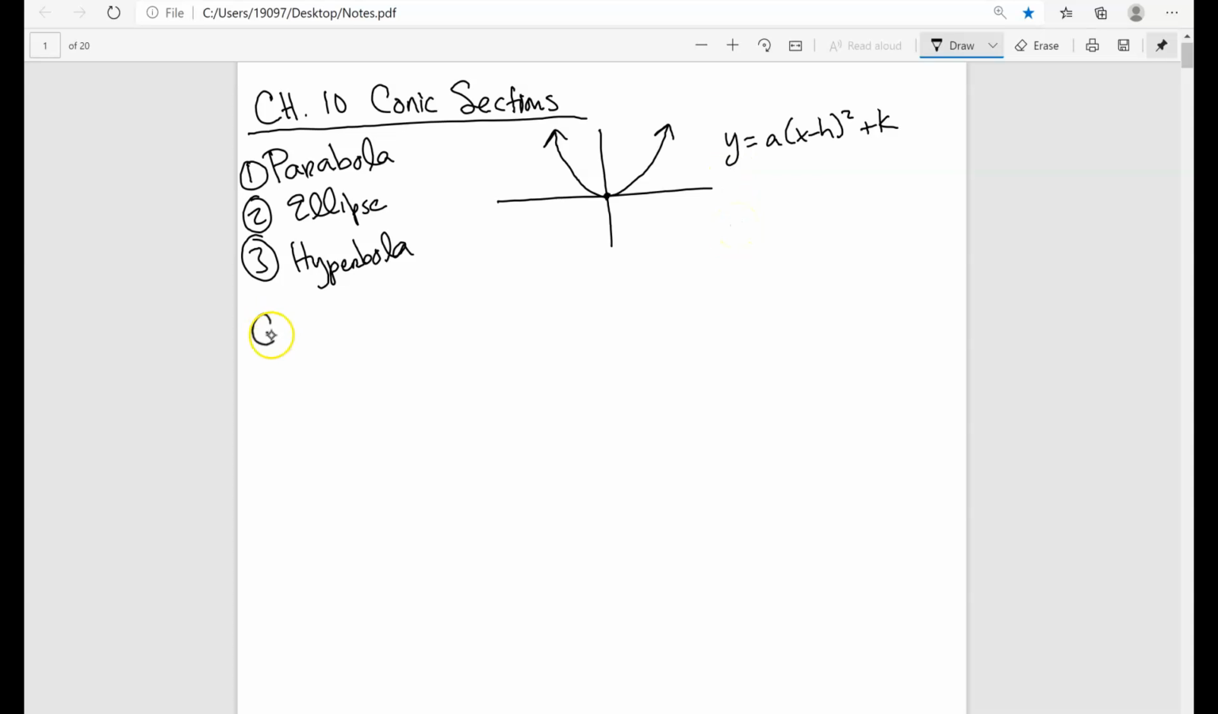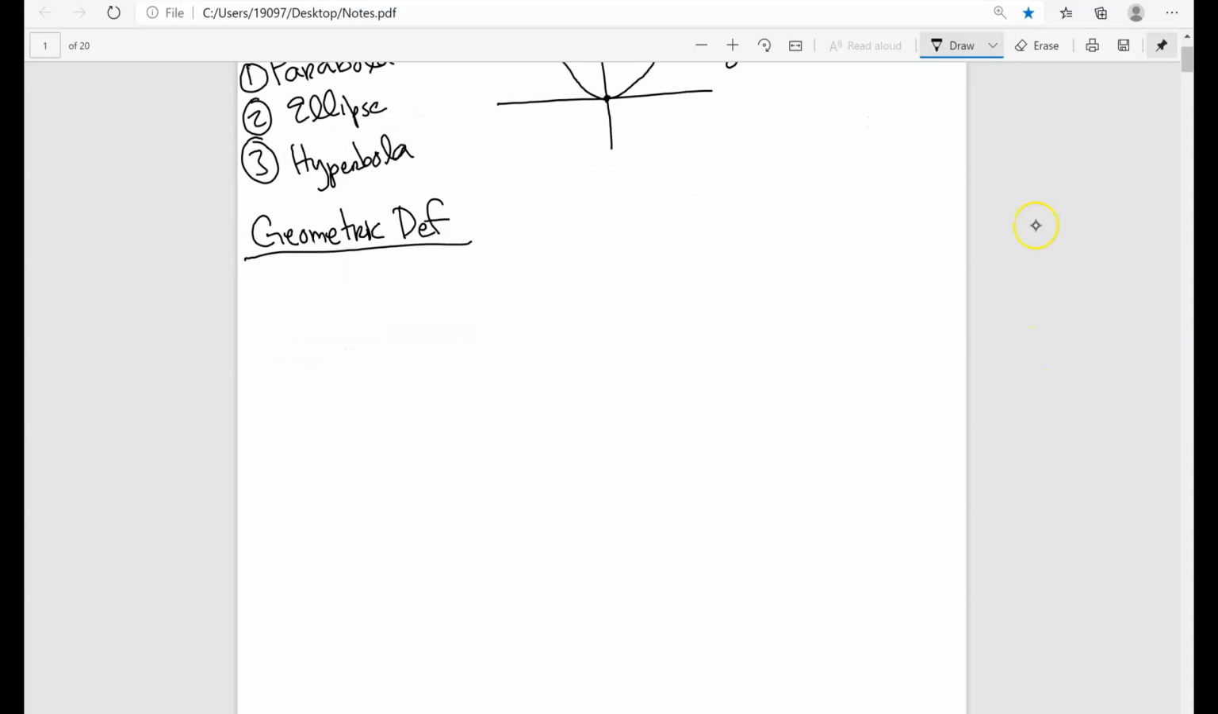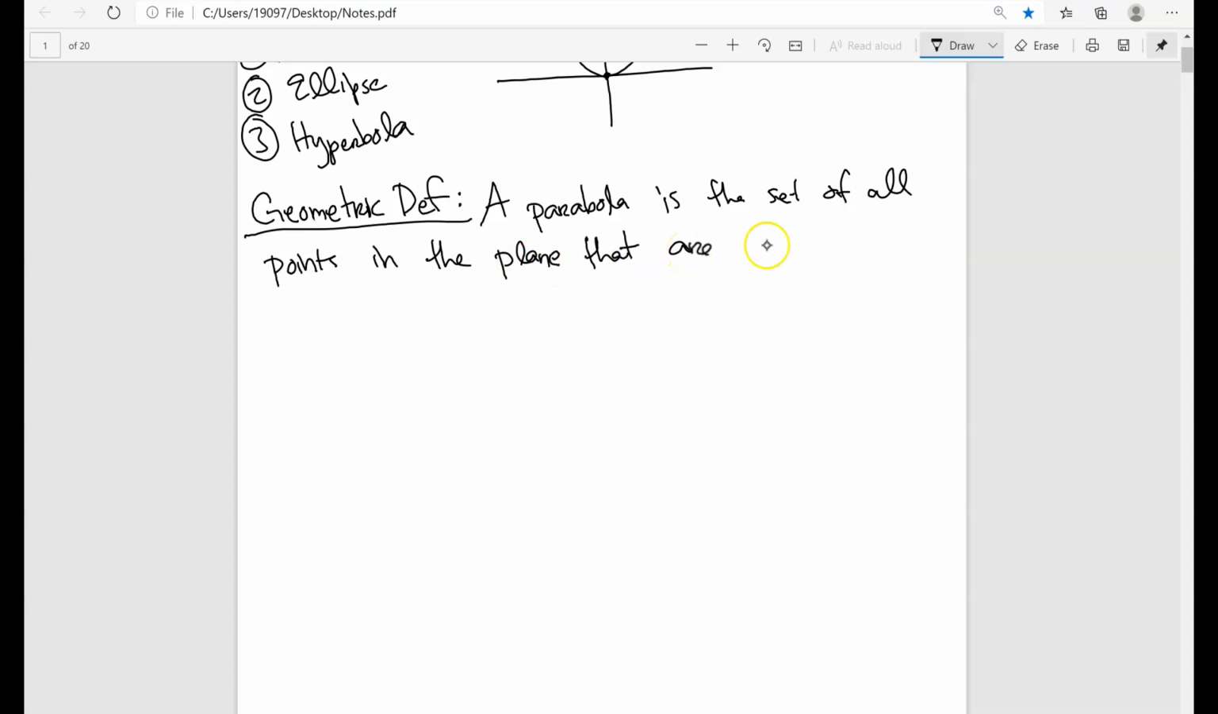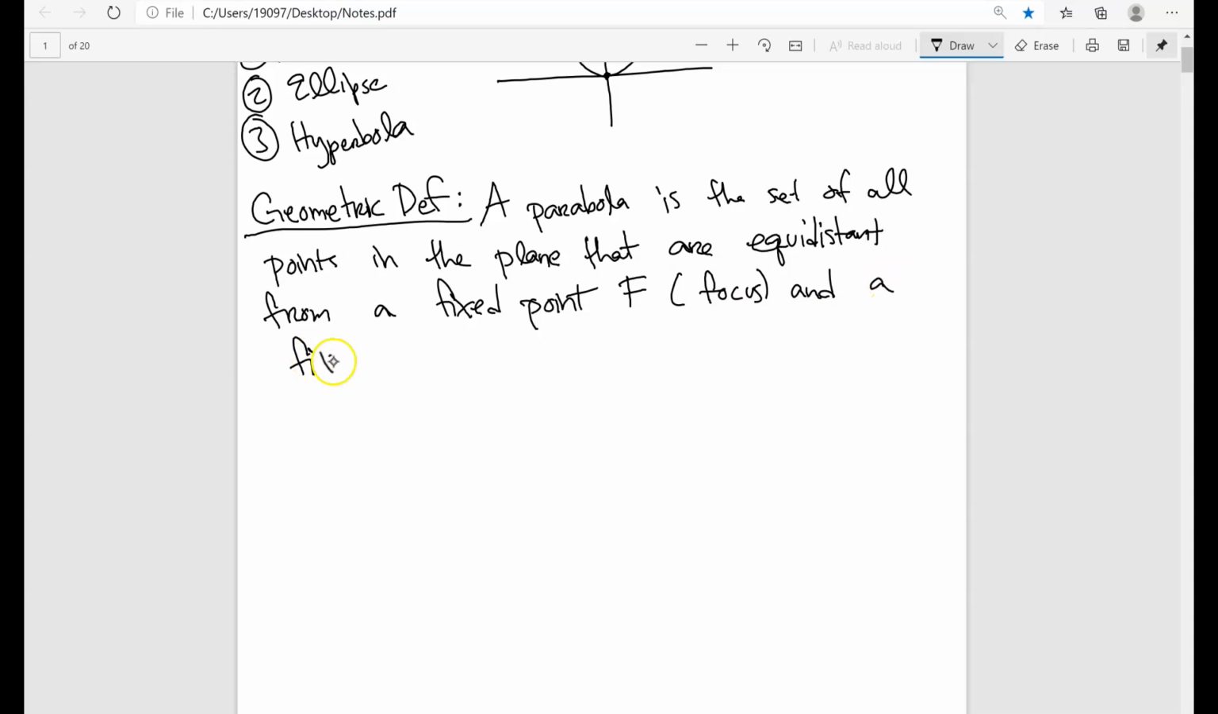So we're going to start off with something called the geometric definition of a parabola. So let me give you the geometric definition. How do we define a parabola geometrically? Basically, a parabola is the set of all points in the plane that are equidistant from a fixed point, and this fixed point is what we call F, and this F is called the focus, and a fixed line. And this fixed line is what we call the directrix.